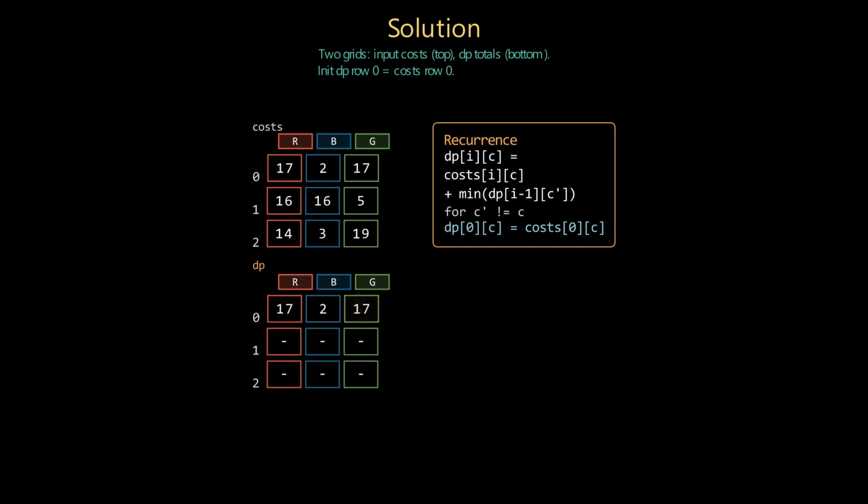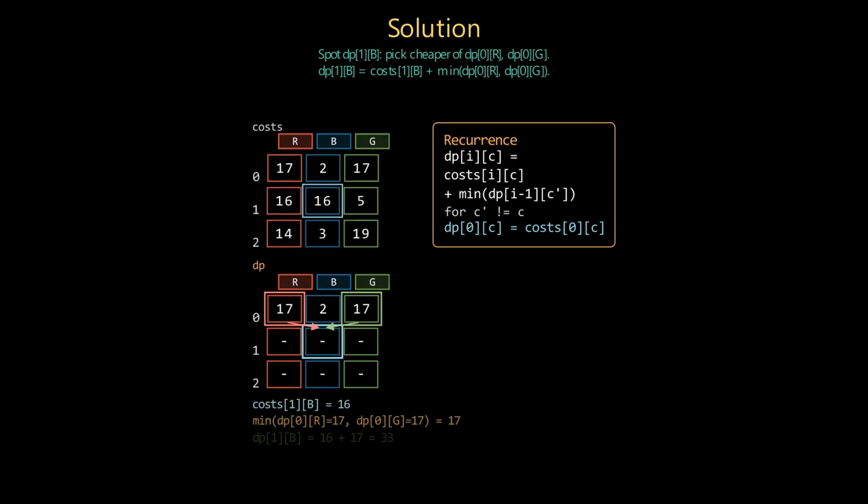Define dp at house i color c as costs[i][c], plus the cheaper of the 2 non-c totals from house i-1. Row 0 just copies the costs row, since there is nothing before house 0. Take house 1 ending in blue. Add 16 to the cheaper of red 17 and green 17 from house 0. Both are 17, so dp at house 1 blue is 33.